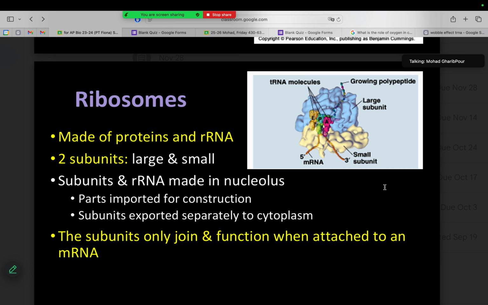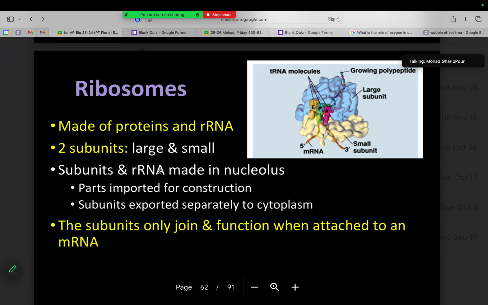Okay, now let's look at ribosomes. This is the site of translation. So ribosomes are made of proteins and ribosomal RNA. There are two subunits, large and small. You can see the blue one. This top portion is the large subunit, and the bottom portion is the small subunit.